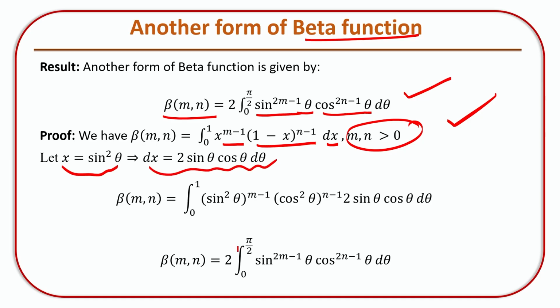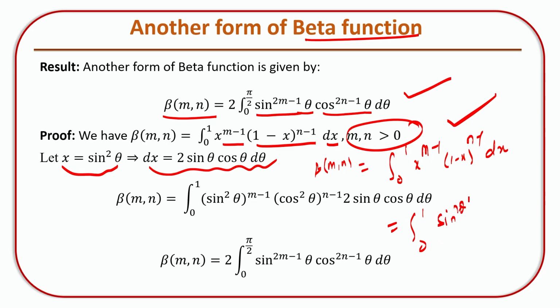Now putting back here, beta(m, n) is equal to the integral from 0 to 1 of x to the power m minus 1 into (1 minus x) to the power n minus 1 into dx, right. So x here I have changed as x equal to sin square theta. So sin square theta to the power m minus 1 into 1 minus x, which is 1 minus sin square theta. So this will become cos square theta, to the power n minus 1, and dx can be written as twice sin theta cos theta d theta.